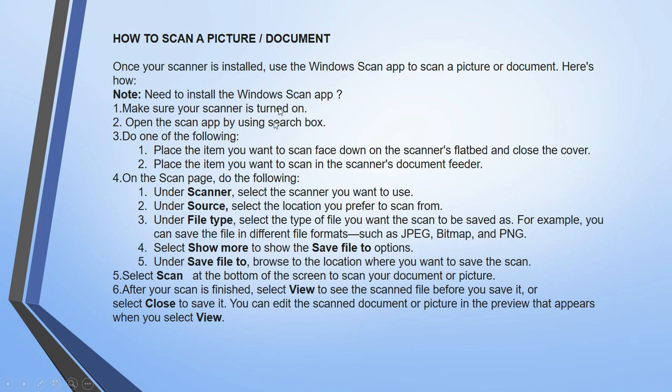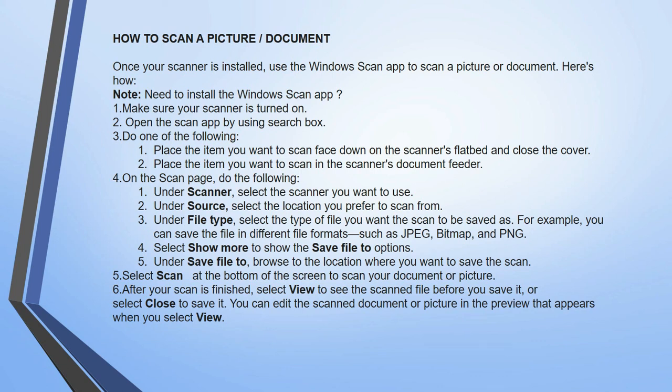First you need to install the Windows Scan app. Then the procedure is: make sure your scanner is turned on. After turning on the scanner, open the Scan app by using the search box. Then after opening, place the item you want to scan face down on the scanner flatbed and close the cover. That means you have to insert the paper, the image paper or document, whatever it may be, on the flatbed and close the cover.